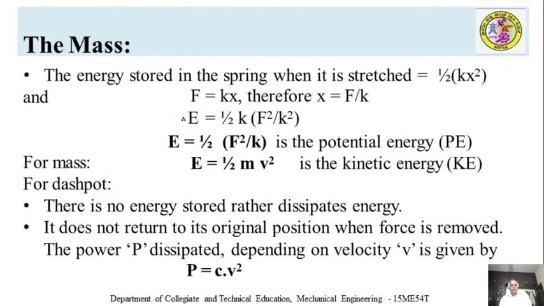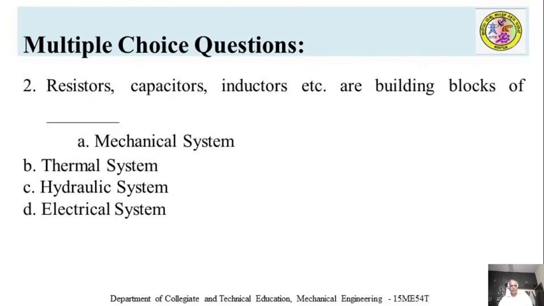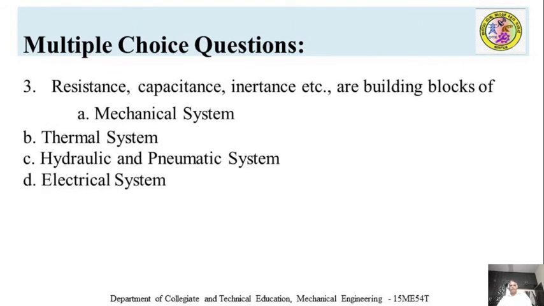Now let us recall what we have studied in this session through multiple choice questions. First question: spring, dashpot, mass, etc. are the building blocks of mechanical systems. Resistors, capacitors, inductors, etc. are building blocks of, obviously, the electrical system. Resistance, capacitance, inertance, etc. are building blocks of electrical system.